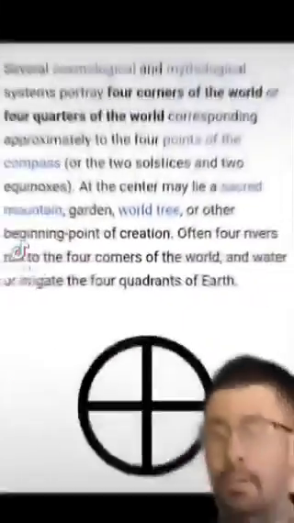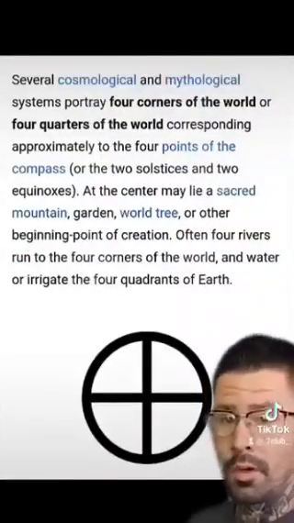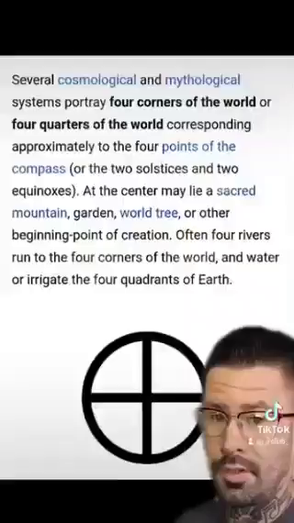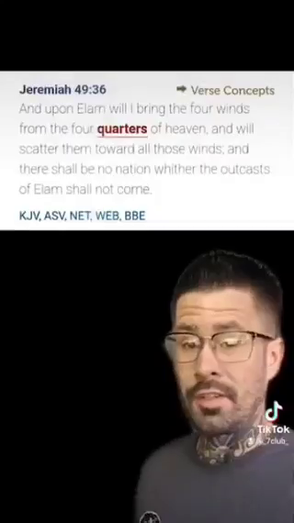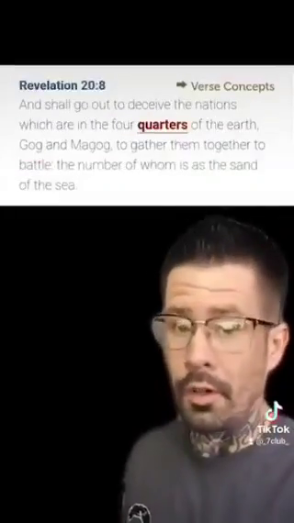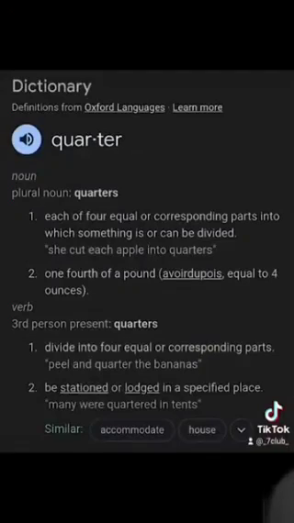A clock is sectioned in 4/4. Several cosmological and mythological systems portray 4 corners or 4/4. In the book of Enoch, he talks about these 4/4. And several verses talk about the 4/4. Then you look at the definition of quarter, and one is each of 4 equal or corresponding parts into which something is or can be divided, right?